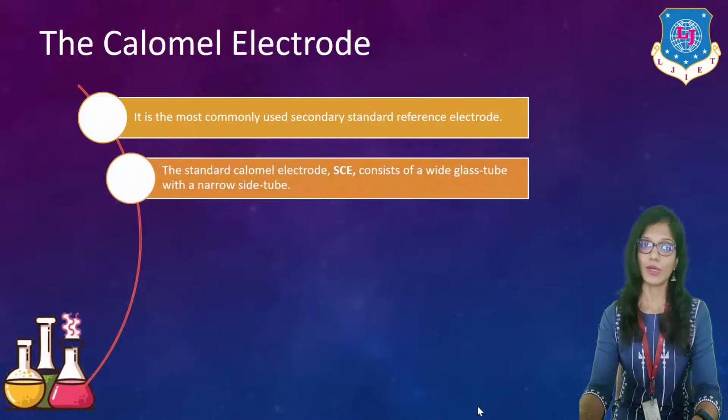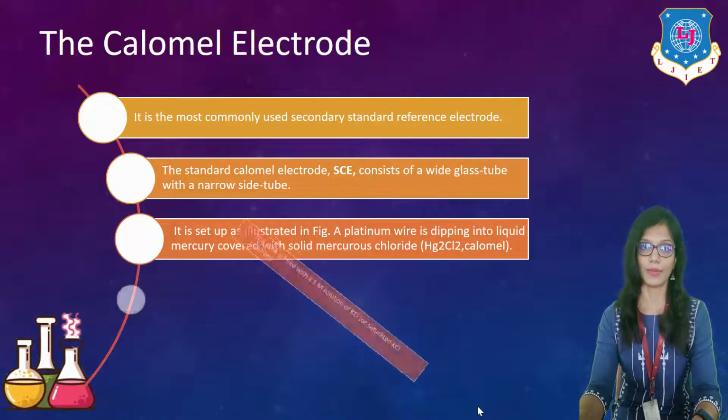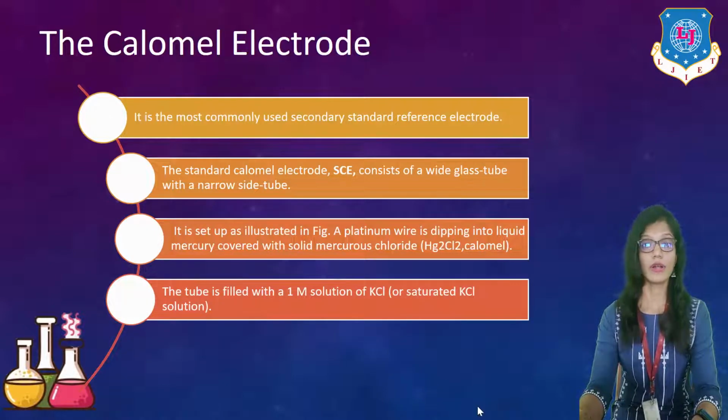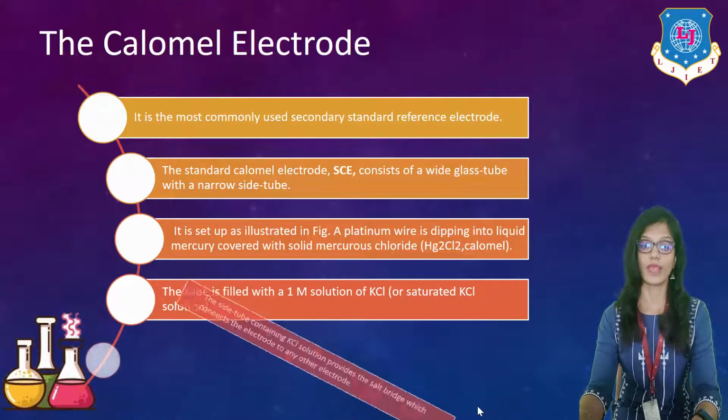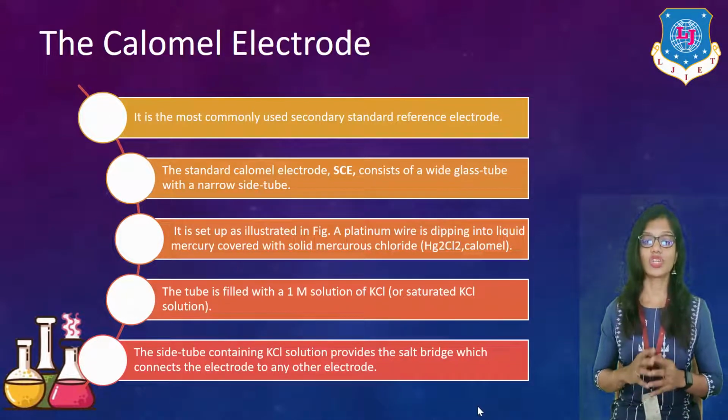The standard calomel electrode, also known as SCE, consists of a wide glass tube with narrow side tubes. It is set up as illustrated in the figure. A platinum wire is dipped into liquid mercury covered with solid mercurous chloride, Hg2Cl2, which is also known as calomel. The tube is filled with 1 molar solution of KCl or saturated KCl solution. The side tube containing KCl solution provides the salt bridge which connects the electrode to any other electrode.